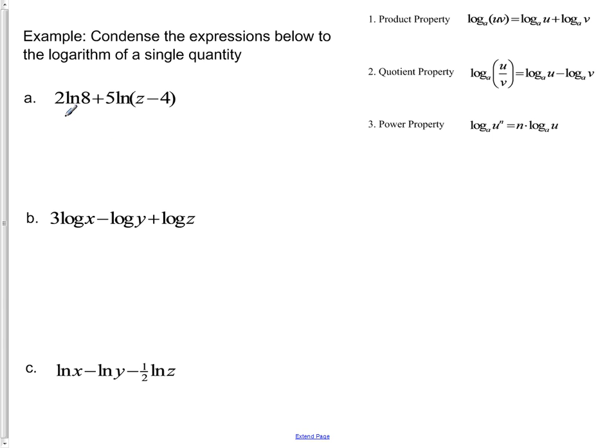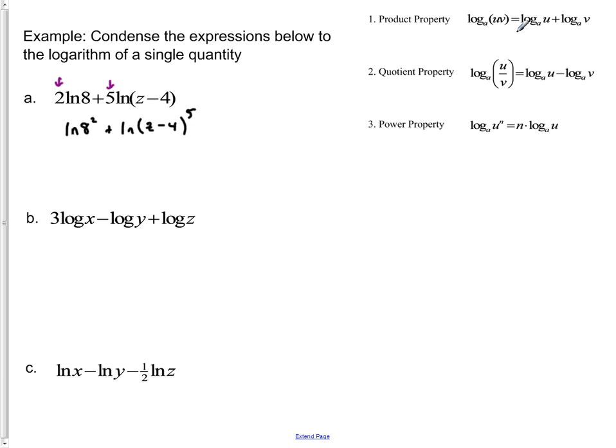We're told to condense the expression 2 natural log of 8 plus 5 times the natural log of z minus 4 into the logarithm of a single quantity. Well, in this case, we would start with our power rule because we want to get rid of these numbers that are right here in front of our logarithms. So we could rewrite this as our natural logarithm of 8 squared, and add that to our natural logarithm of z minus 4 to the fifth power.